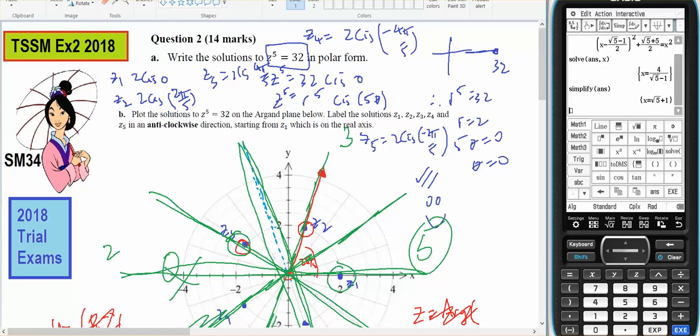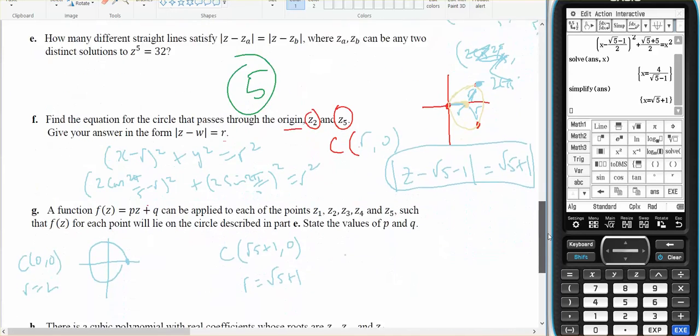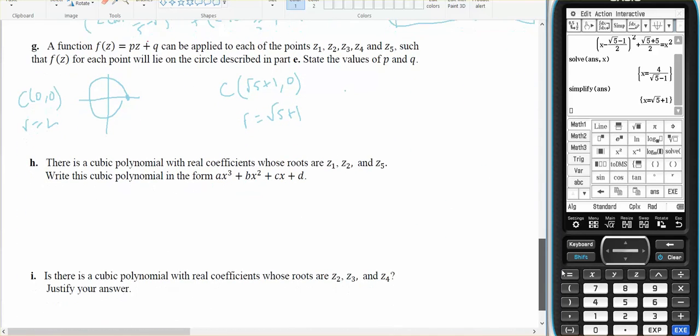This is for Year 12 Special. It's the continuation of question 2 in the TSSM Exam 2 2018 question. Okay, G, the function, and this is a function that can be multiplied on all of the complex numbers when applied to Z1, Z2, Z3, Z4 and Z5 will turn each of them into the circle in part E.